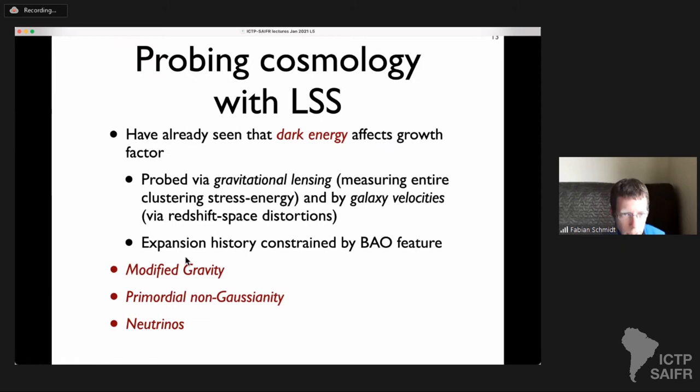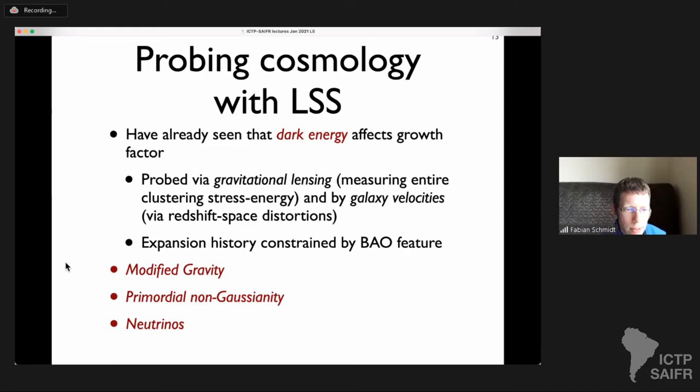So then I want to discuss three more things. Obviously these are all big topics in themselves. I just wanted to briefly sketch how we can test these with large-scale structure: neutrinos, primordial non-Gaussianity, and modified gravity.